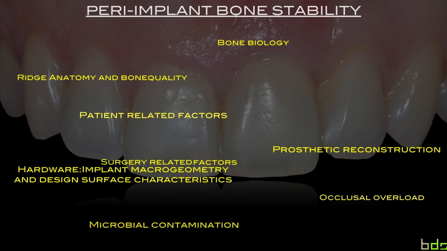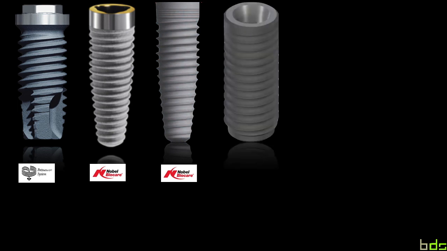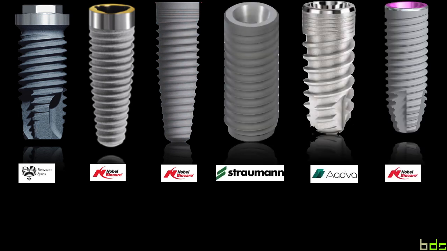So what we're trying to study is the effect of hardware and macrogeometry on all these other factors. Is it the determining factor or just one out of all these factors? In our practice, we had the privilege to use all these implants in all our patients. Throughout the years, we started using the Brånemark system.